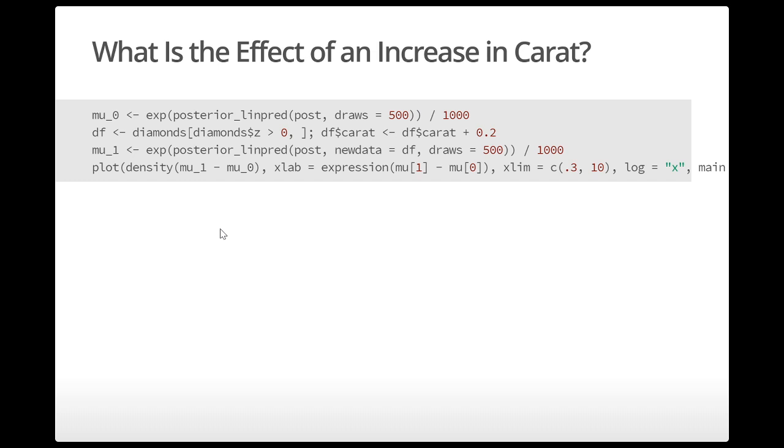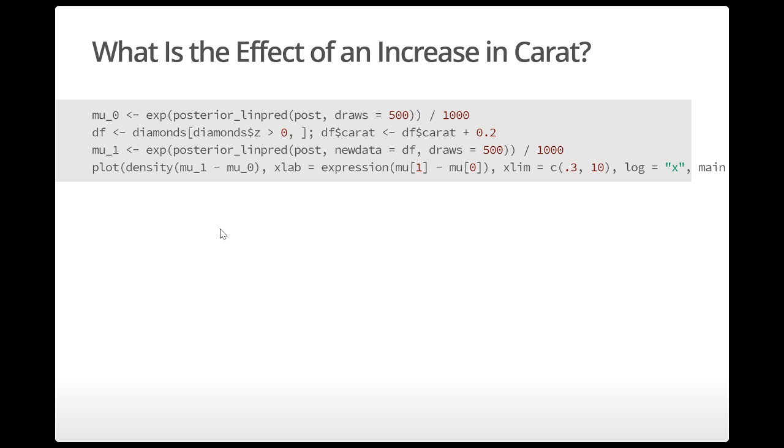Then I create a copy of my original data frame that has the same observations. And I say, well, what if I increase the carats by 0.2? They recalibrated what a carat means recently for some reason. Anyway, I think that's like a 1 gram increase or something like that. Small-ish, but okay. And then we recalculate what the mean would be with newdata equal to df, the thing that we just created, where we bumped up all the carats. And then exp that and divide by 1,000.